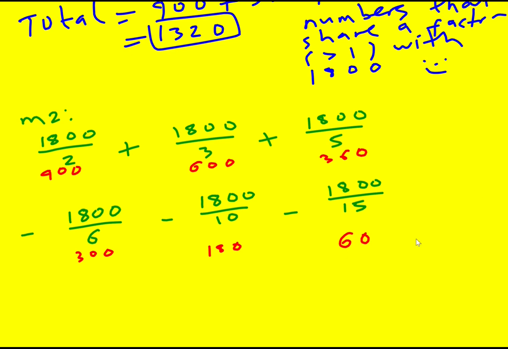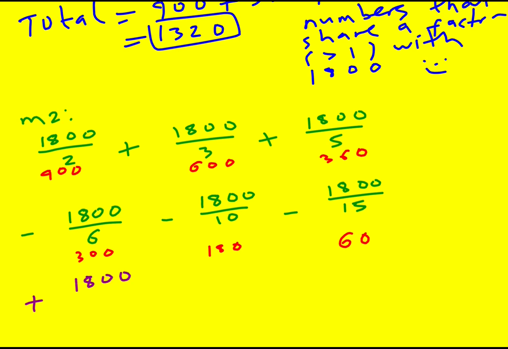Now, there's just one thing I need to be aware of. When I've added these together, I've actually added the multiples of 30 3 times, because 2 times 3 times 5 is 30. So I've included the multiples of 30 here, here, and here 3 times. But over here, I've then subtracted the multiples of 30 3 times as well. So at the moment, I am not including any multiples of 30. And therefore, I have to add back on.